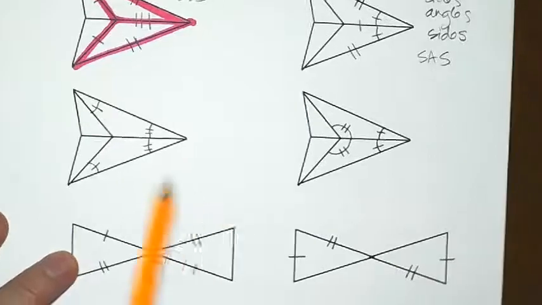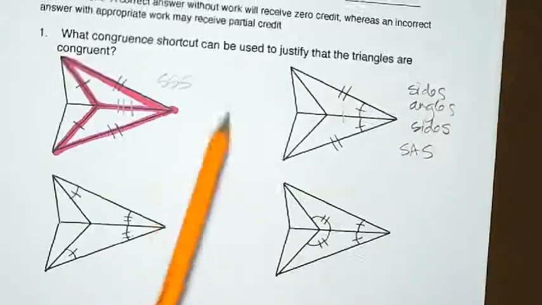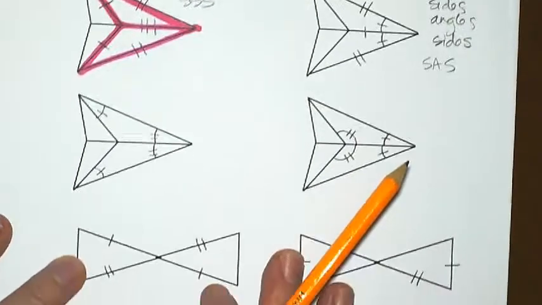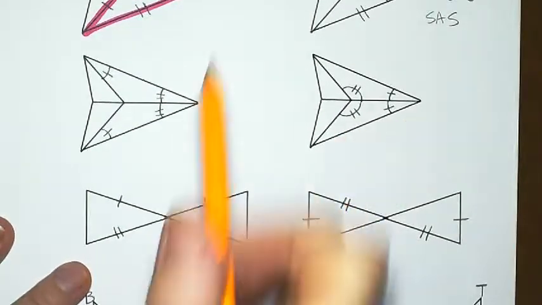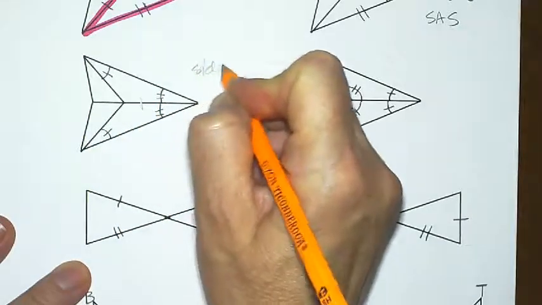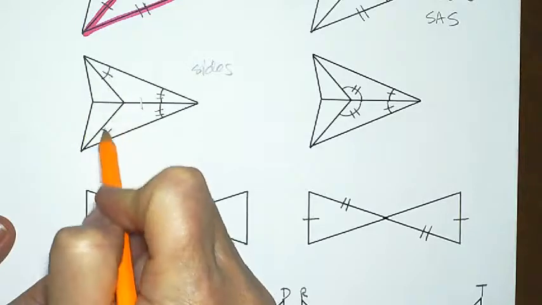Okay, let's keep up with writing this out. This one, you would just write side, side, side if you were writing out what's congruent. Looking at these two triangles, we've got that shared side, so we've got a pair of sides. We've got a pair of angles.